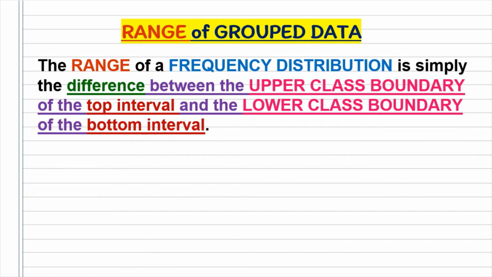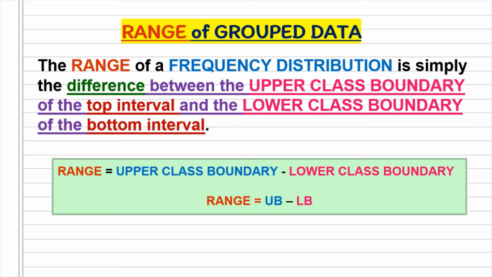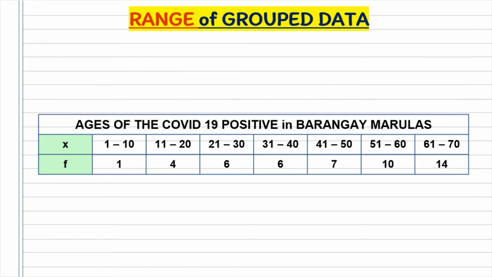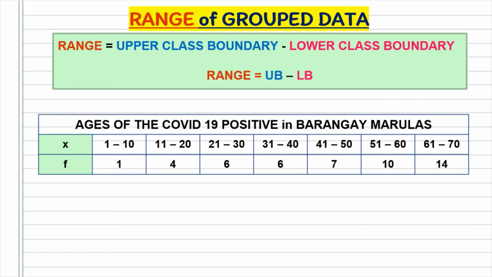The range of a grouped frequency distribution is simply the difference between the upper class boundary of the top interval and the lower class boundary of the bottom interval. So range is equal to upper class boundary minus lower class boundary. So this is the formula for range: upper boundary minus lower boundary.